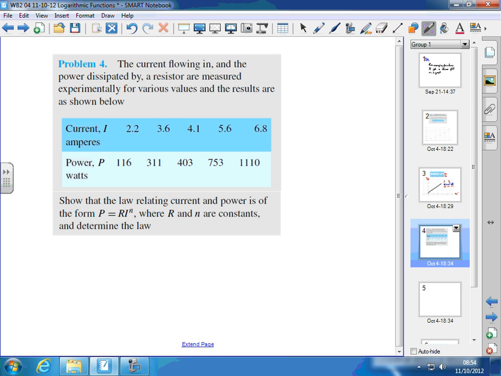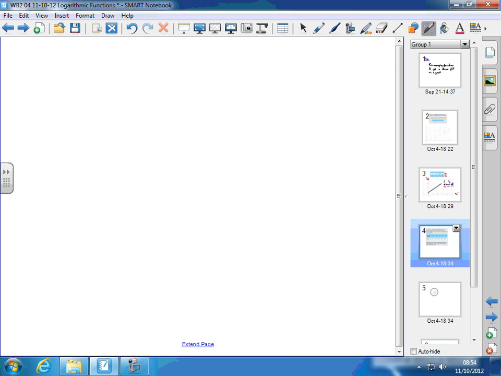And we assume it's some sort of power relationship. So this is the power relationship. The power is related to the current with some sort of power, n. We don't know what that power is though. So we're going to use logarithms to try and rearrange this formula so that it looks like a straight line, y equals mx plus c, the equation for a straight line. So that's what we need to do. We need to think now about logarithms and what they mean and how we can use it in this case.